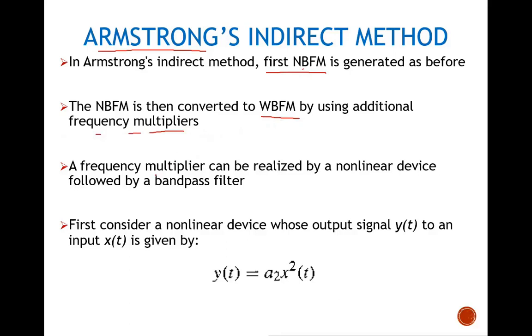So how can we realize a frequency multiplier? A frequency multiplier is basically a nonlinear device that is followed by a band pass filter. To explain the frequency multiplication process, let's look at a nonlinear device whose output is y(t) for an input of x(t). Let's say the expression for the nonlinear device is given by this equation, where a2 is some constant of this device, and the function that this device performs is that it takes the square of the input signal, which is x(t).